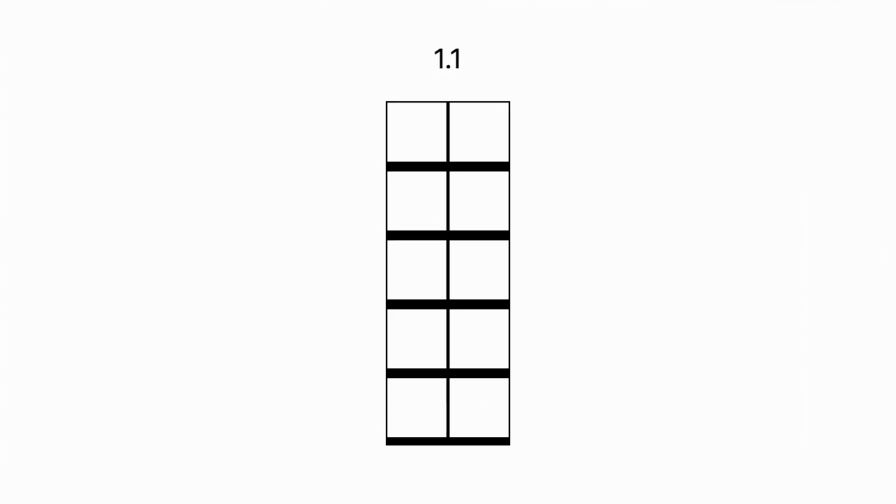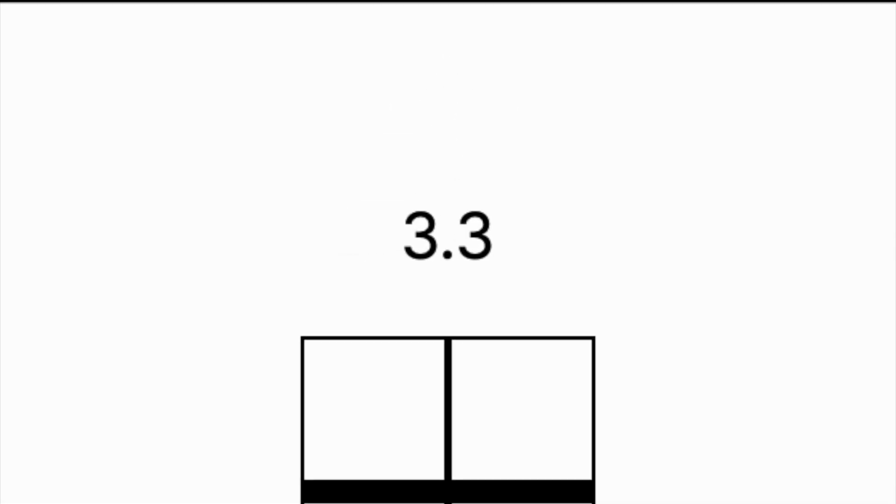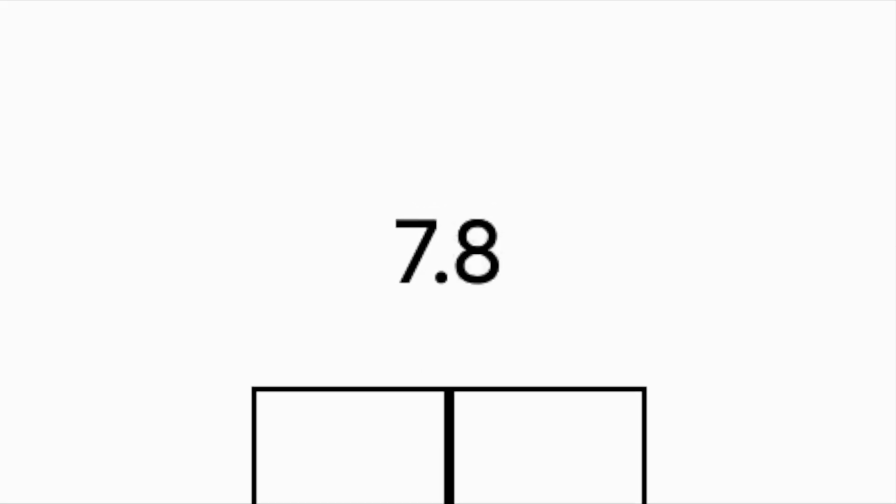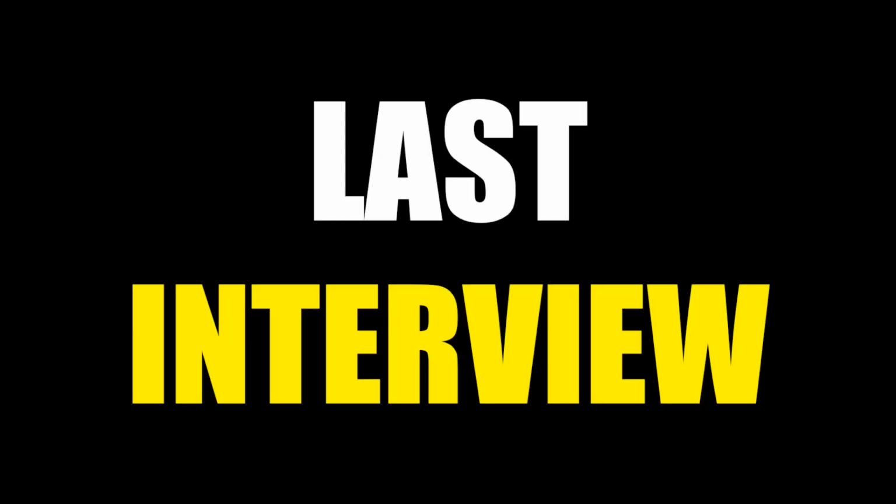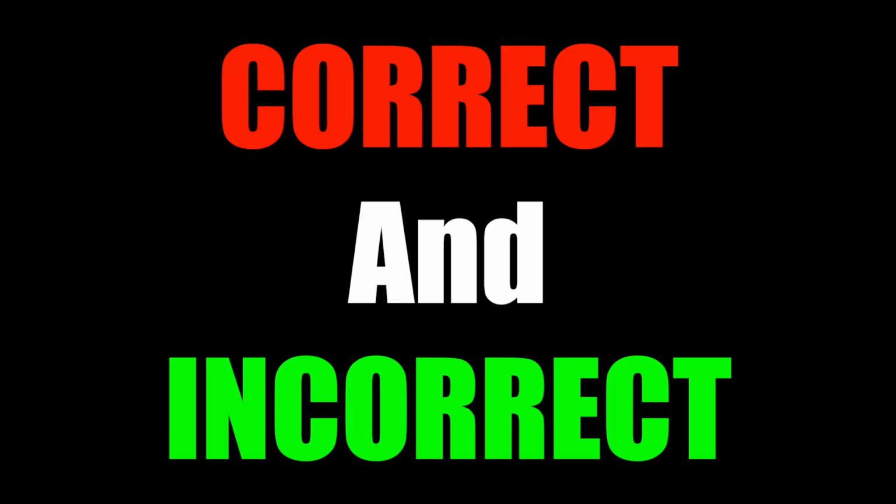The game has a timer up top that is constantly increasing, just like your blood pressure during your last coding interview. To stop the timer from increasing, all you have to do is complete the challenge, which, much like your last interview, is a maze with correct and incorrect decisions.